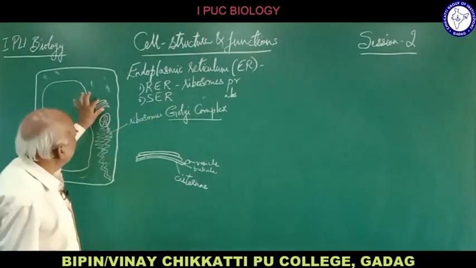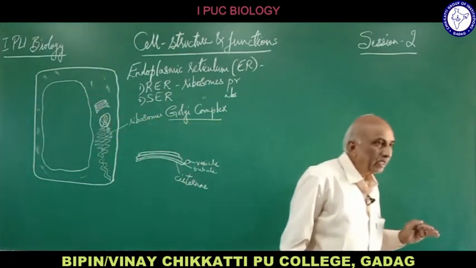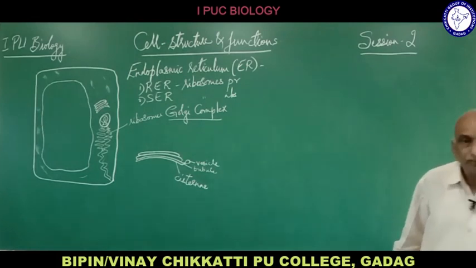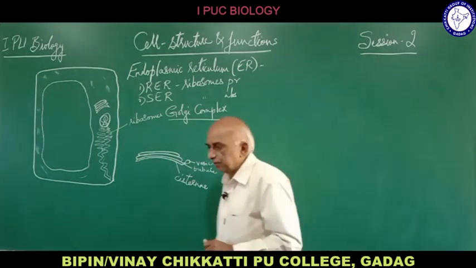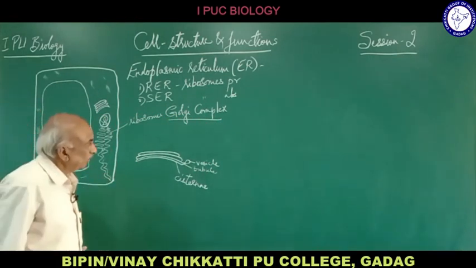Structurally they are close to the nucleus, arranged in parallel membranous flattened structures called cisternae, with tubules and vesicles. That is about the Golgi complex.